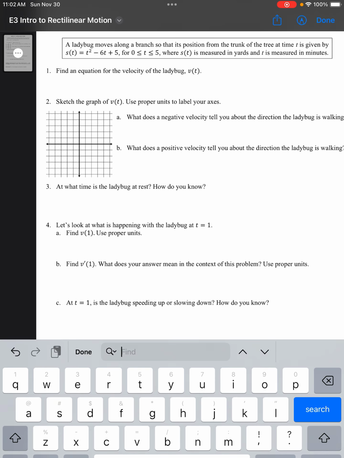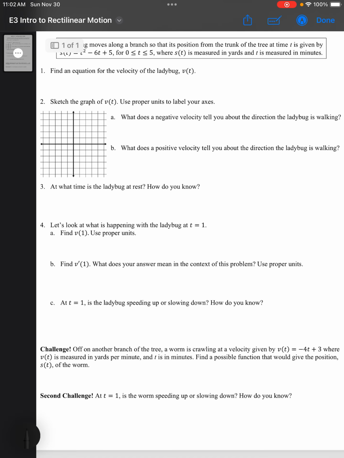Okay, it's fine. And then we need to, at t equals 1, is the ladybug speeding up or slowing down? And how do we know? Let's just write the equation for the velocity function here. 2t equals 6. Then v prime of t is just equal to 2. It's equal to a of t, which is acceleration. So at t equals 1, is the ladybug speeding up or slowing down? And how do we know?